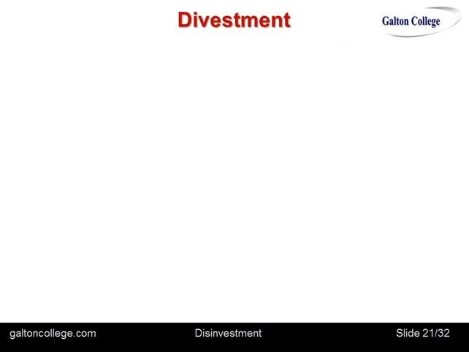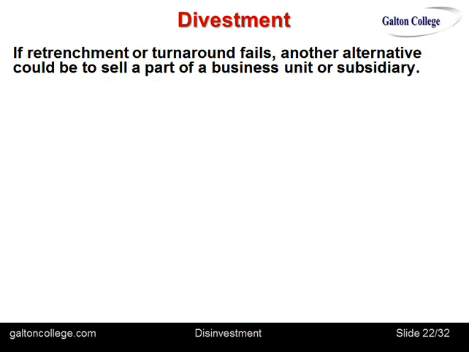Now, divestment. This is if retrenchment or turnaround fails, another alternative could be to sell a part of a business unit or a subsidiary. This is much more dramatic. It's if the retrenchment and turnaround strategies fail, then the business may look at this as a last ditch solution.